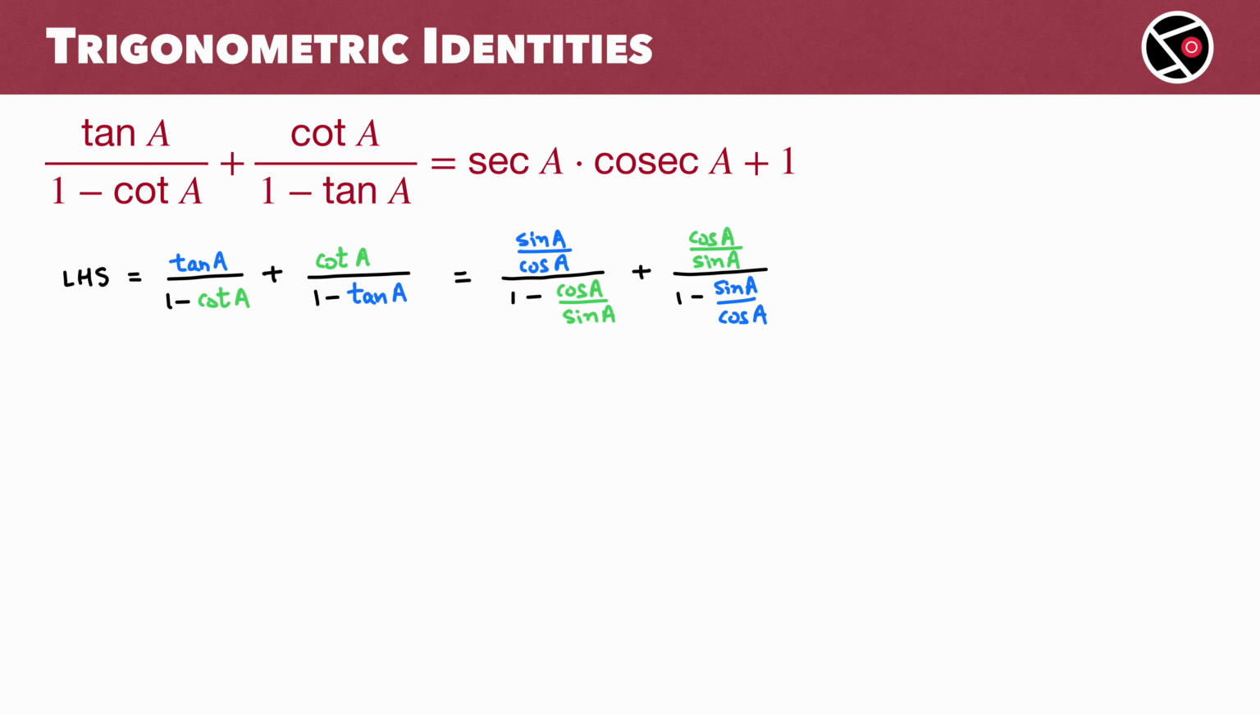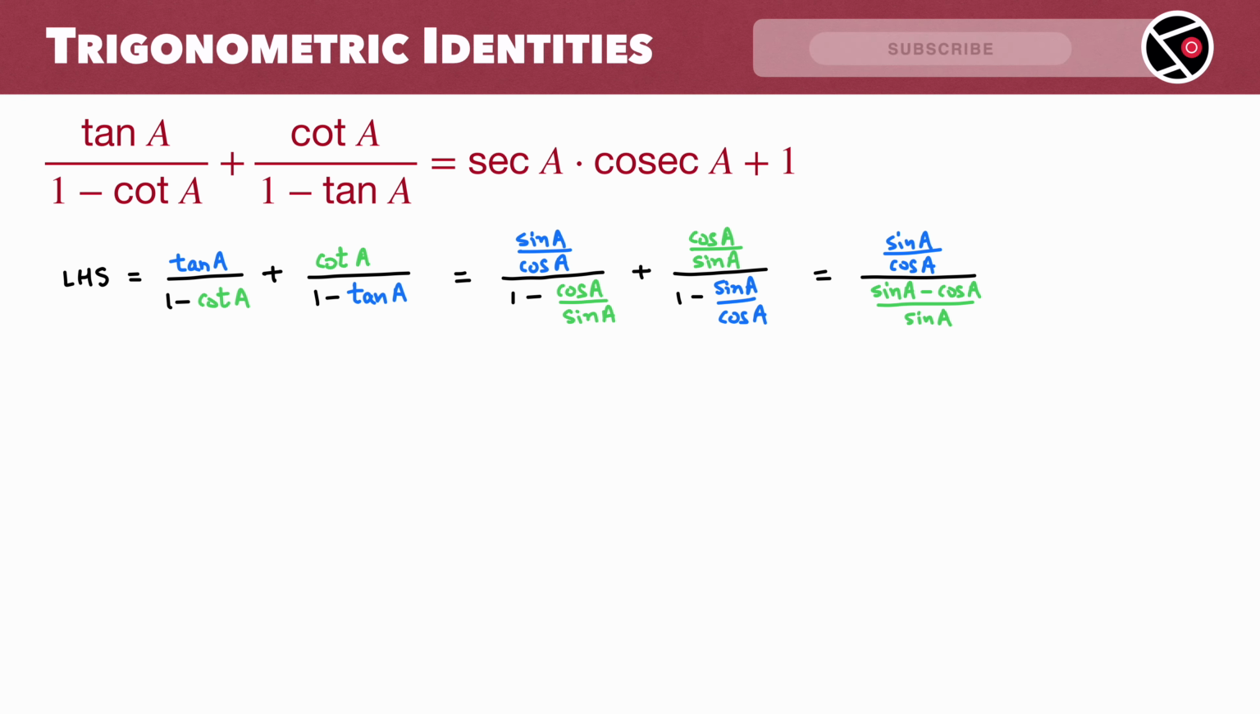Now focus on the first term. The numerator is sin A by cos A. For the denominator, we take the LCM, which is sin A. So 1 minus cos A by sin A becomes sin A minus cos A over sin A. Similarly, the second term becomes cos A by sin A over cos A minus sin A over cos A.